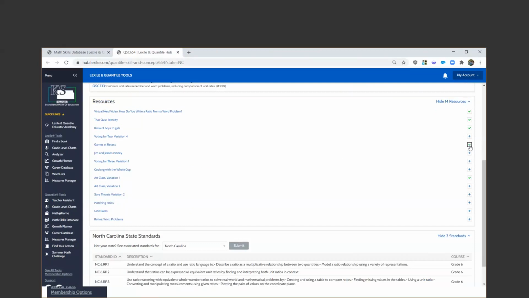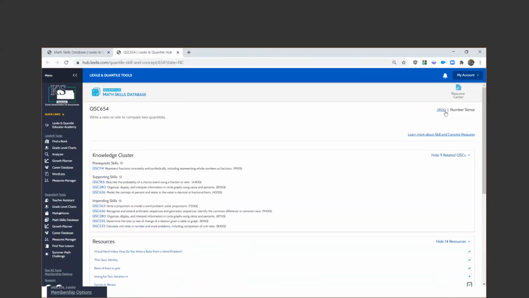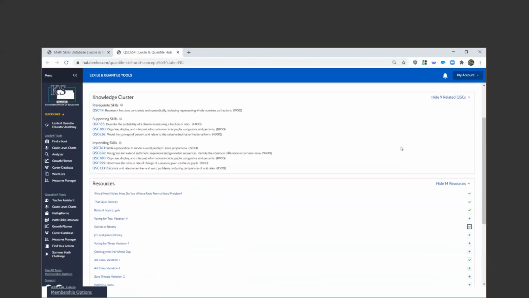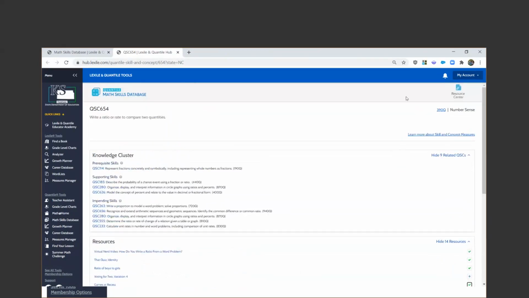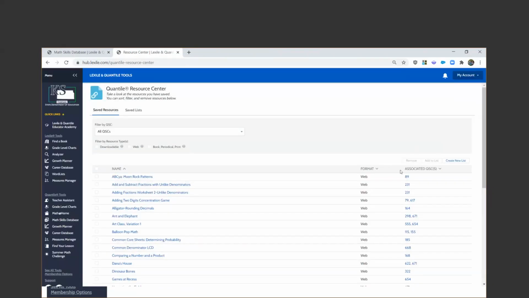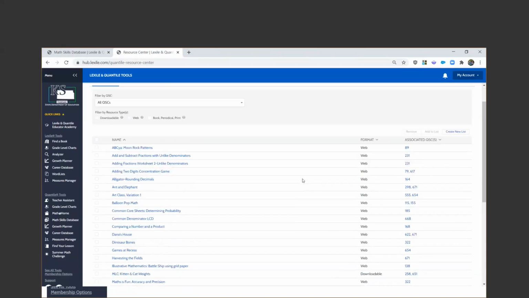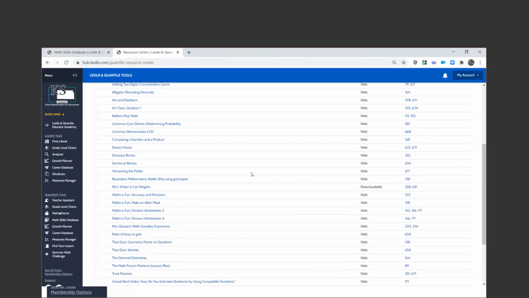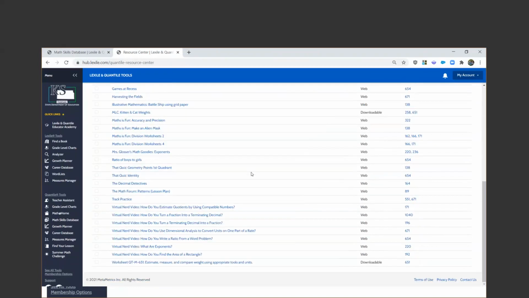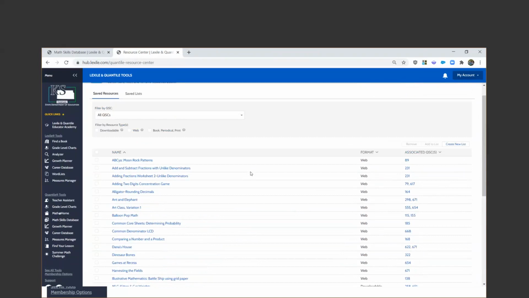Just like the hearts in the Lexile Find a Book, the green check marks identify something that you've made as a favorite so that you can find this quickly and easily when you come back again. And you do that by visiting the Resource Center on the quantile side. So in any of the quantile tools, up near the upper right-hand corner, you'll see a link to the Resource Center. When I click on the Resource Center, it pulls up all of the various resources that I've marked as being favorites. And you'll see here, I have quite a collection of things that I've already marked as favorites.